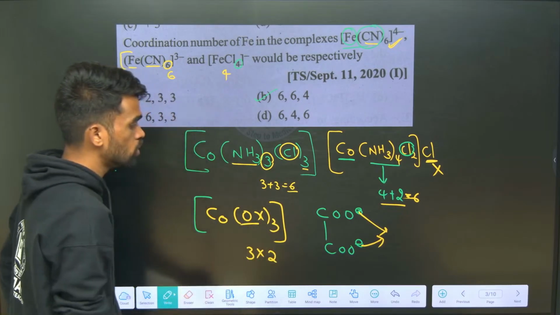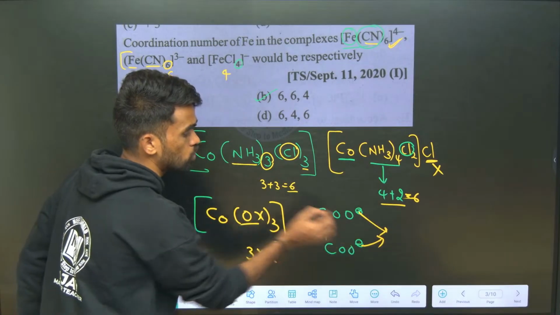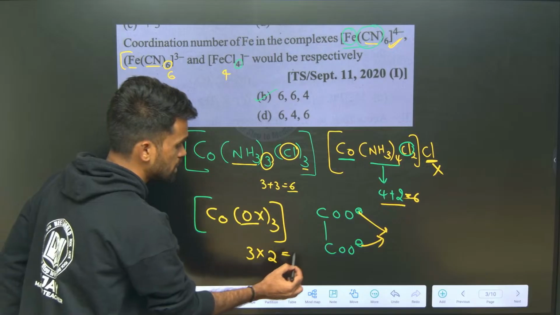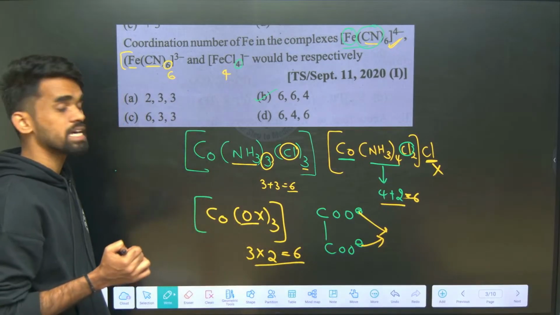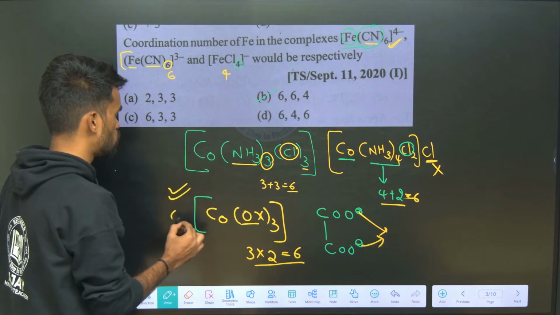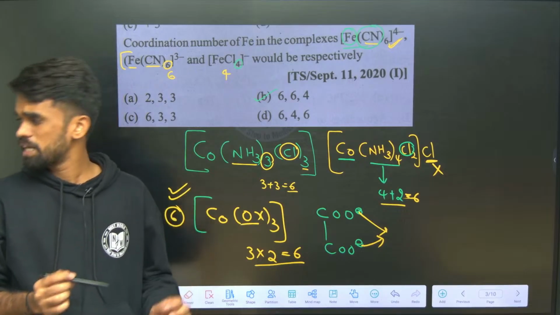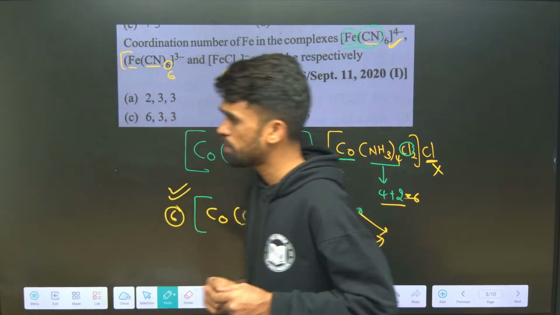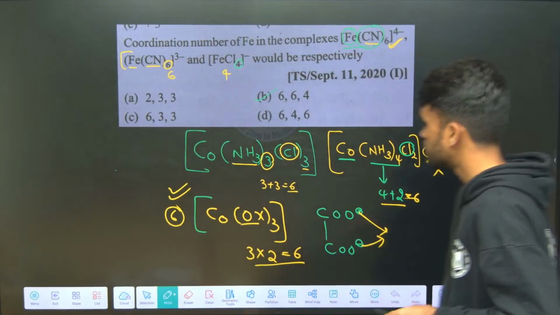Why 3 into 2? Each oxalate has 2 donating sites, and in total we have 3 oxalates. So 3 into 2 is 6. What is the coordination number in this case? It is also 6. Coordination number here is also 6. Hope it is clear. Let me move forward.